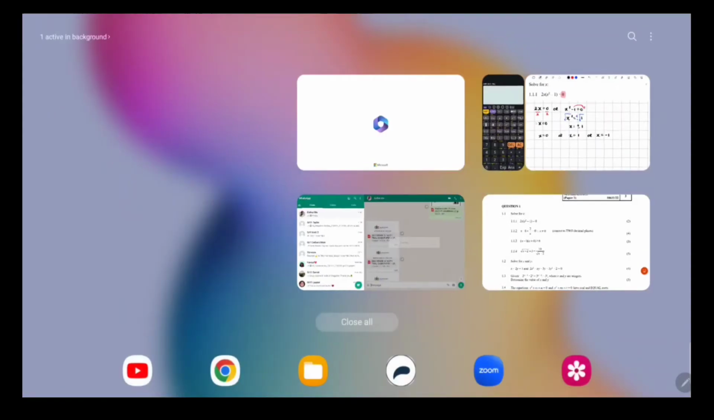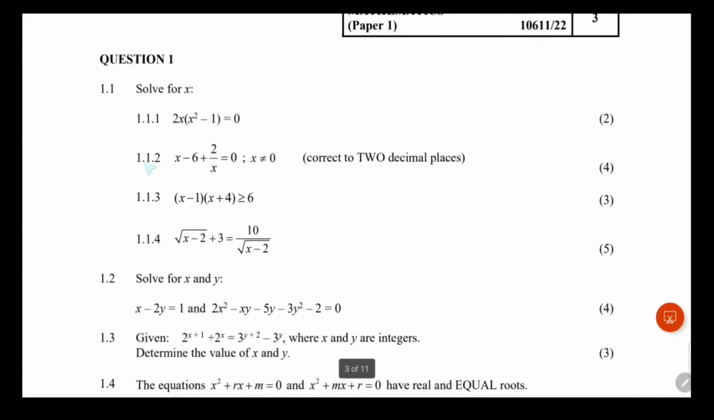Then moving on to the next question. The next question is 1.1.2 and we need to solve for x. They already tell you correct to two decimal places, and you can see it's for 4 marks. So this is a case where you have to use the quadratic formula.